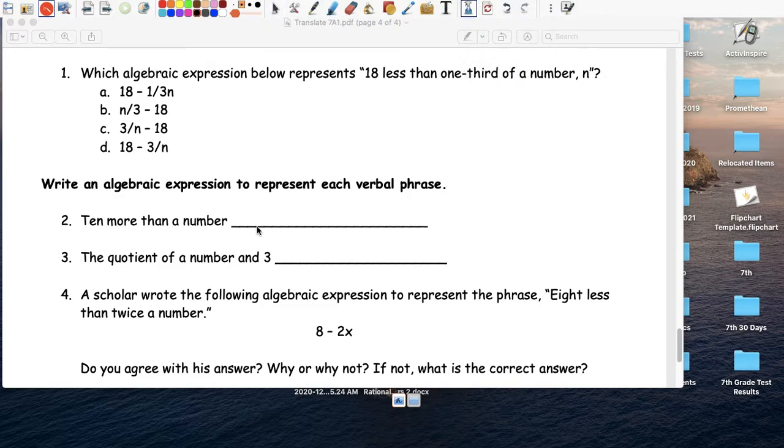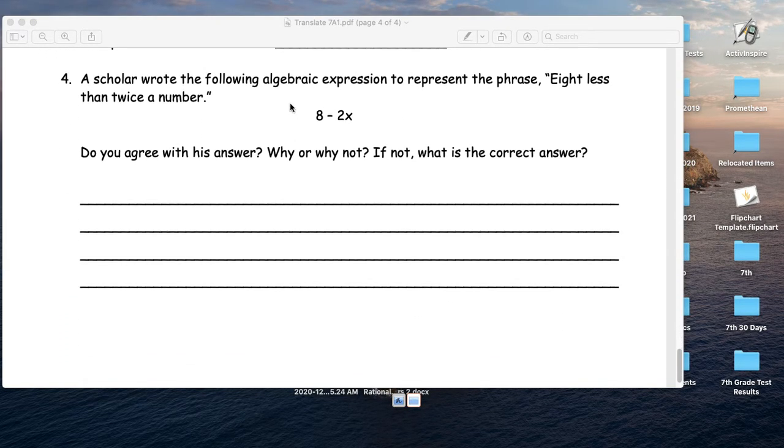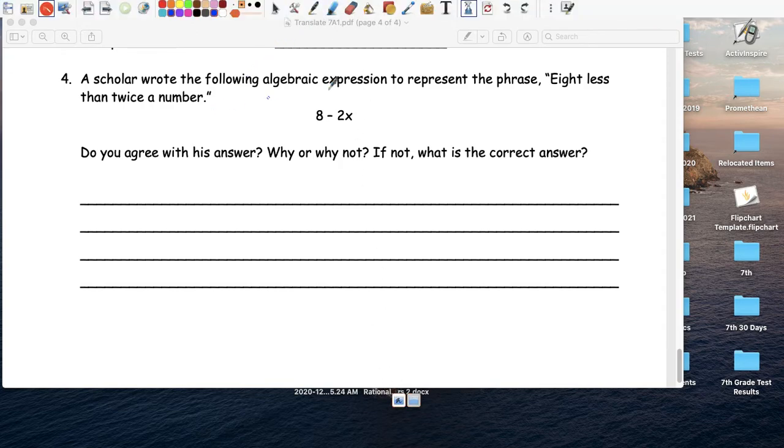And now we have number 4. The scholar wrote 8 less than twice a number. Do you agree with the answer or not? Well, let's do it ourselves. 8 is 8. Less than means subtraction. Twice a number. 2 times a number x. But we know that less than is a turnaround word, so it should be 2x minus 8.